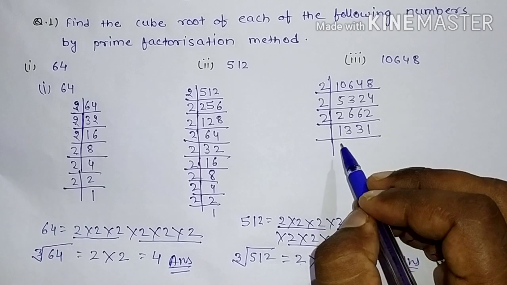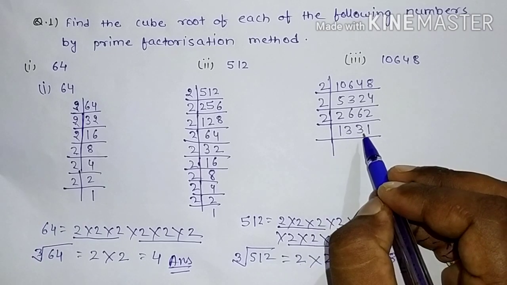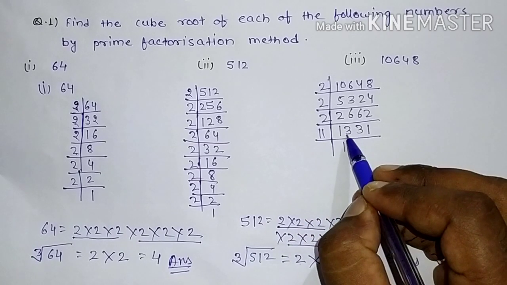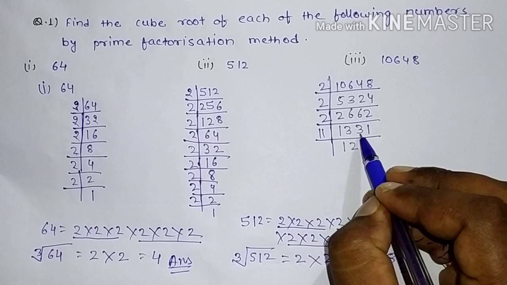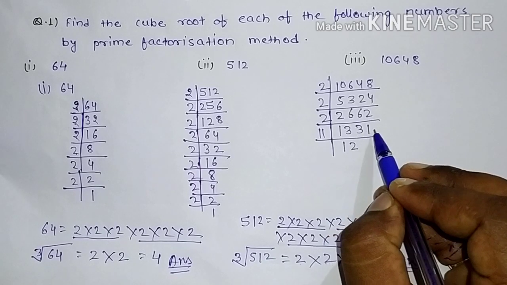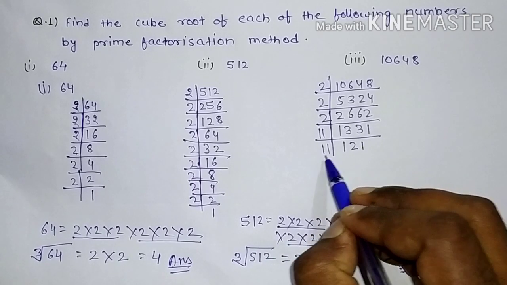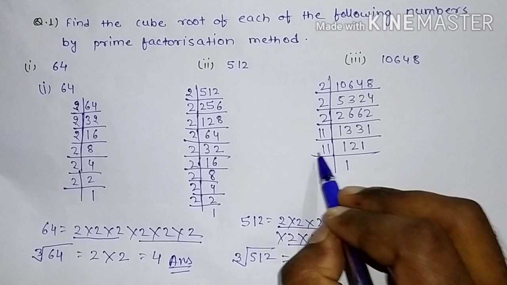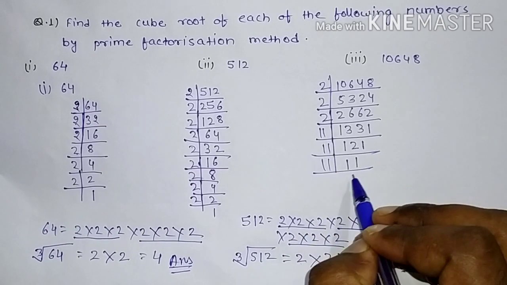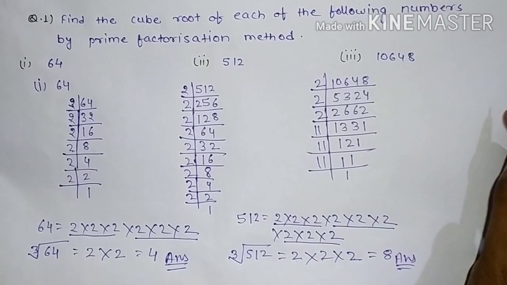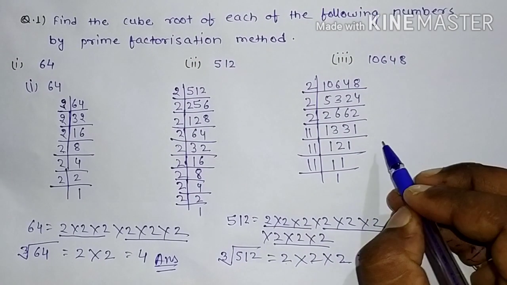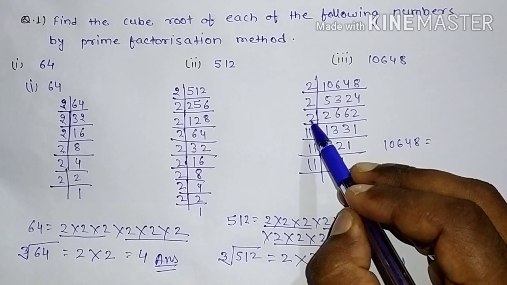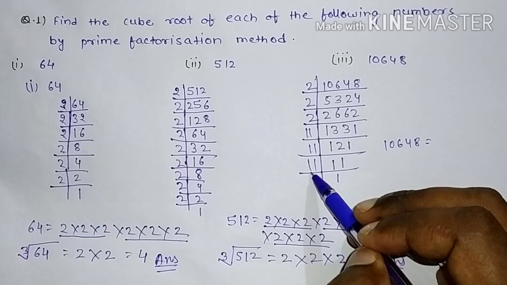So if we check, 1331 is divisible by 11. So just divide by 11, 11 1 are 11, carry 2, 23, 11 2 are 22, carry 1, 11, 11 1 are 11. Now again divide by 11, that is 11 1 are 11, carry 1, that is 11, so 11 1 are 11. Again divide by 11, that is 11 1 are 11. Now the factors of 10648 are 2 into 2 into 2 into 11 into 11 into 11.